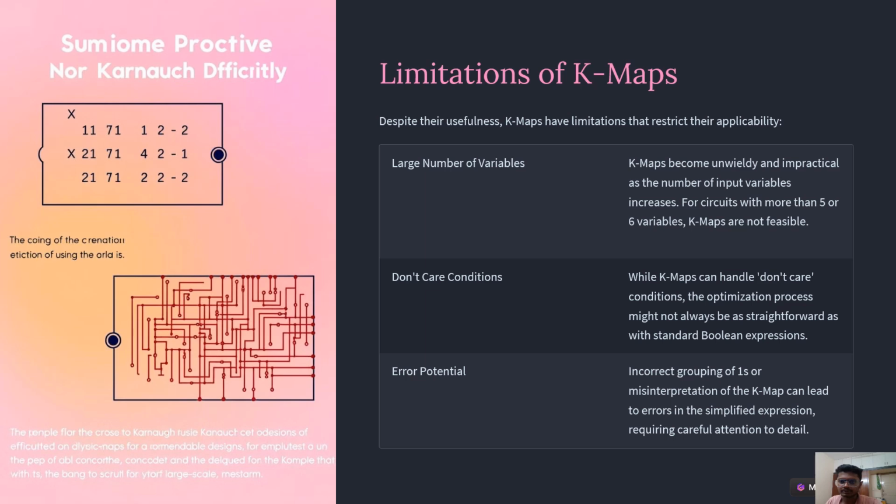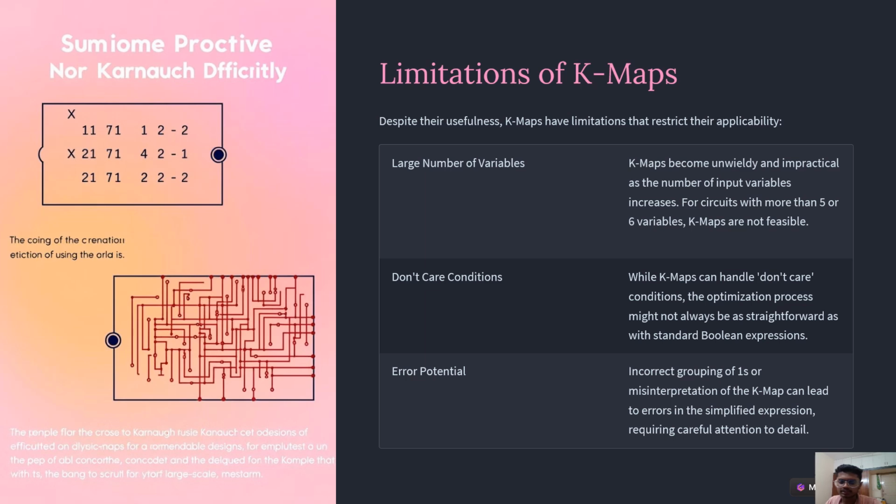Limitations of K-maps. Despite their usefulness, K-maps have limitations that restrict their applicability. Large number of variables. K-maps become unwieldy and impractical as the number of input variables increases. For circuits with more than 5 or 6 variables, K-maps are not feasible.